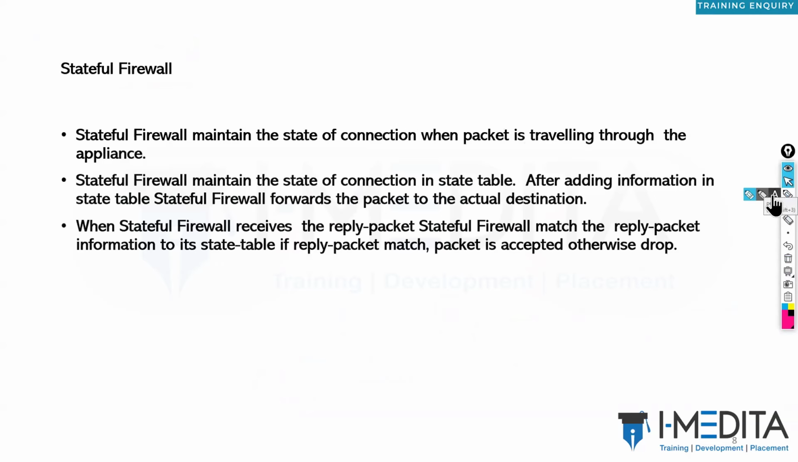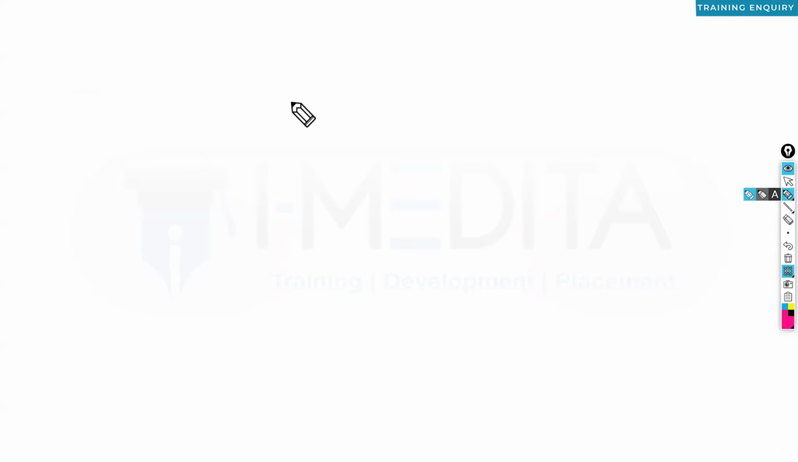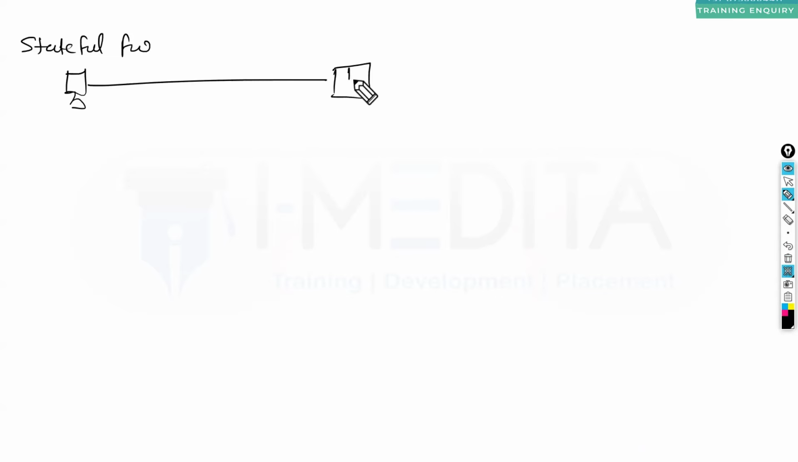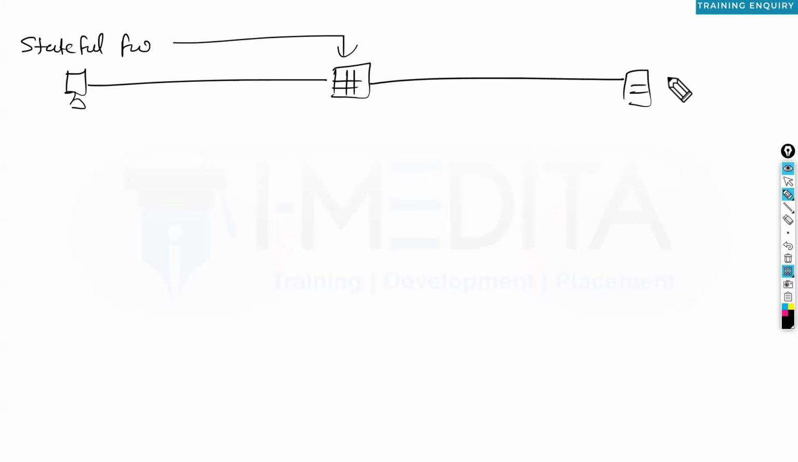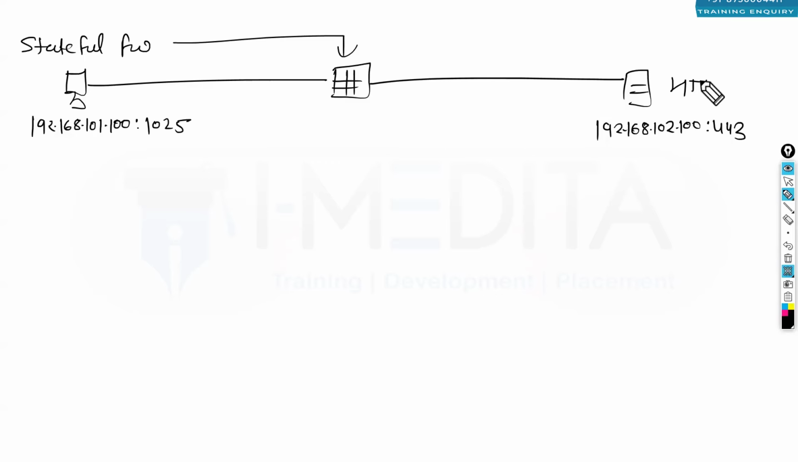Next, we have another firewall technique, that is stateful firewall. To understand it, let's go through the diagram here. We have a PC. We are talking about stateful firewall. We have a PC connected with a firewall, that is your stateful firewall, and that firewall is next connected to server. For easy understanding, we can mention IP addresses like 192.168.101.100 and 192.168.102.100. Client will use dynamic port number. It will hit the well-known port number of server like HTTPS.